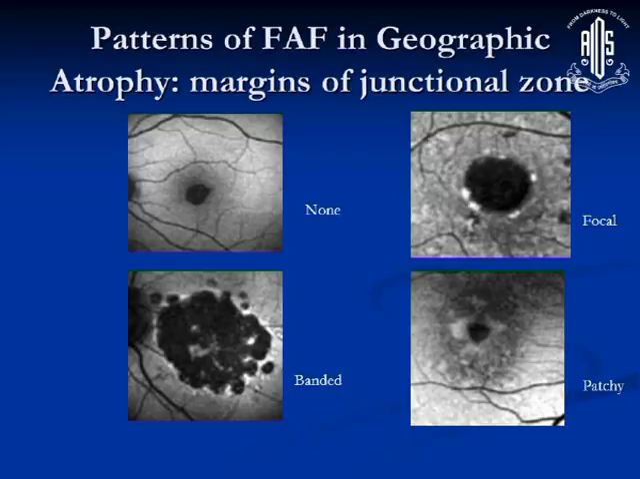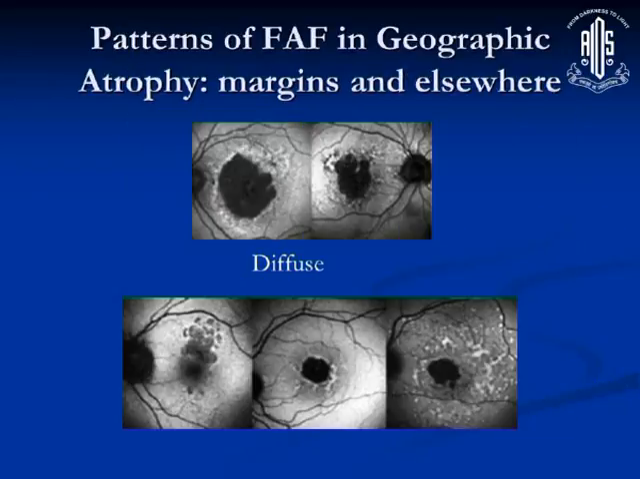Again, these patterns of geographic atrophy and the patterns of deposition of hyper-intense autofluorescence have been classified into several subtypes like none, focal, banded, patchy, and diffuse. Again, this diffuse has been subclassified.